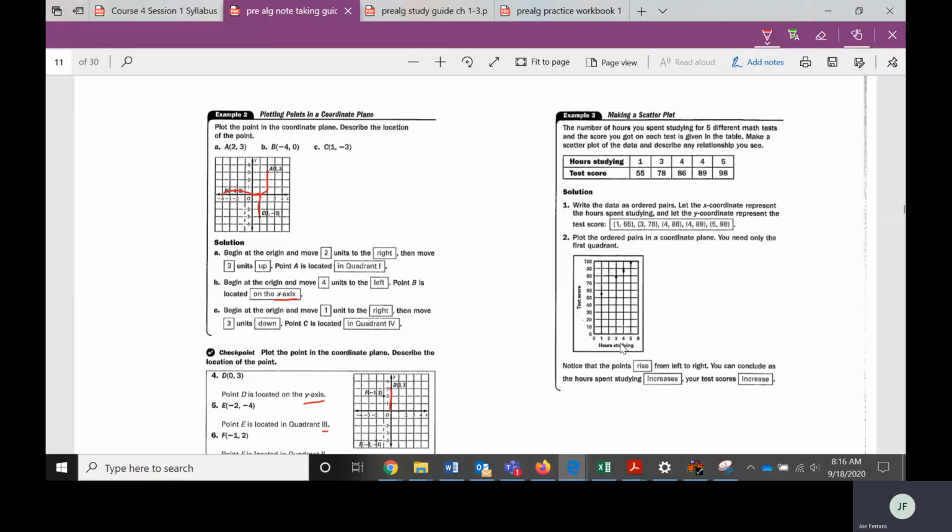So the scale on the bottom is easy. It just goes by ones because the numbers are very small. On the left side, you got to pick a scale that fits. Here, the top one's close to 100, so they go up to 100 here. Now they start at 0.